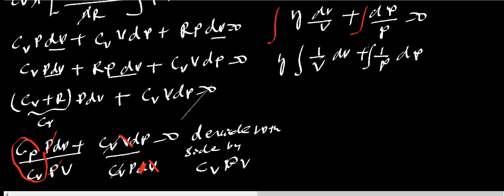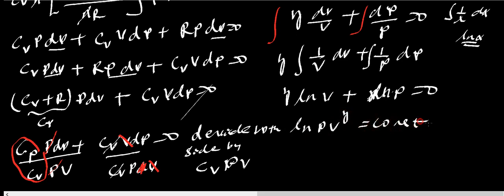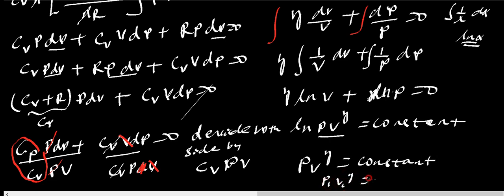Now the integration of 1 over x dx is ln x. So gamma ln V plus ln P is equal to a constant. Therefore ln of PV to the power of gamma is constant. This implies that PV to the power of gamma is constant. That is, P1 V1 to the gamma is equal to P2 V2 to the gamma.